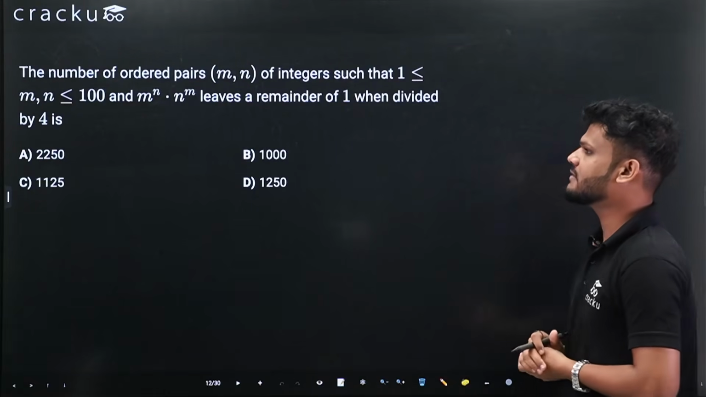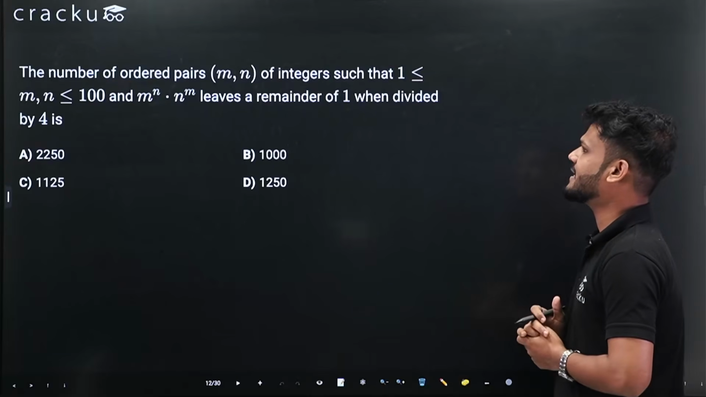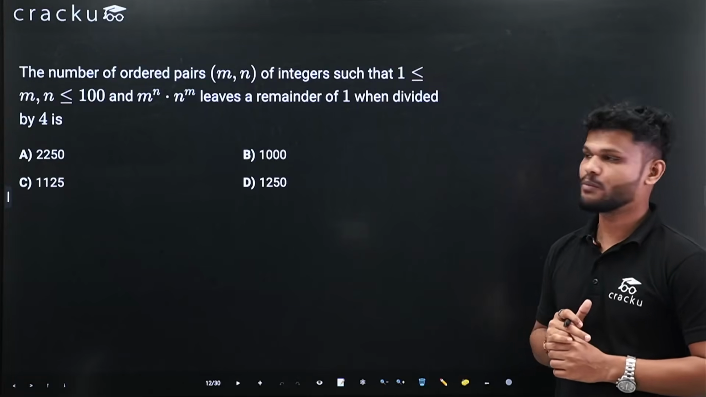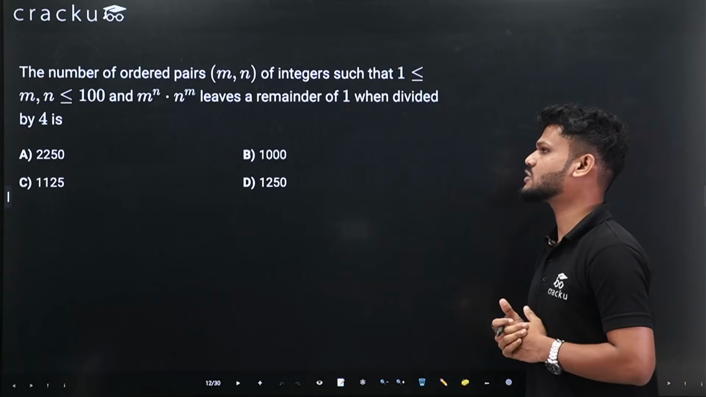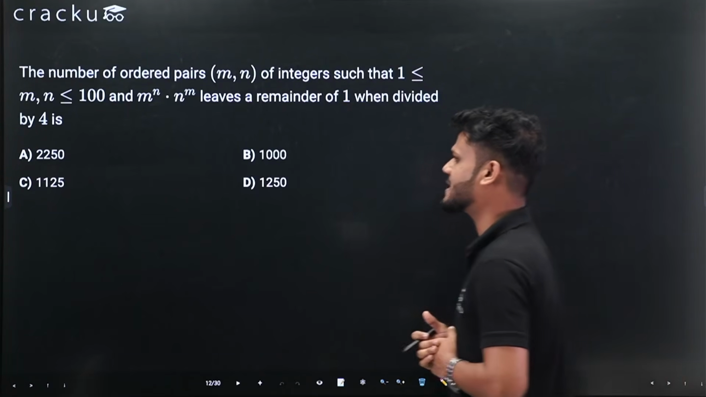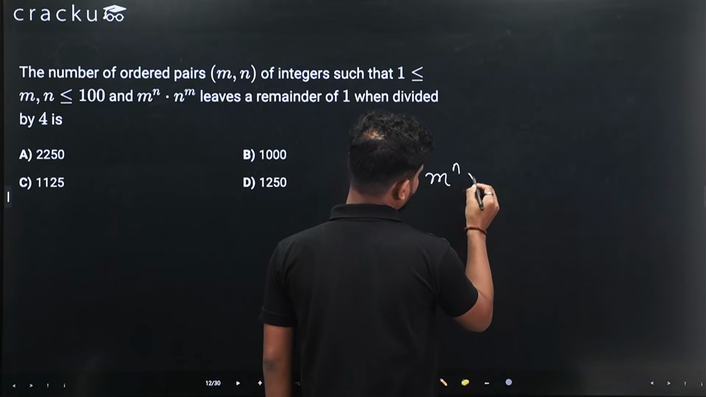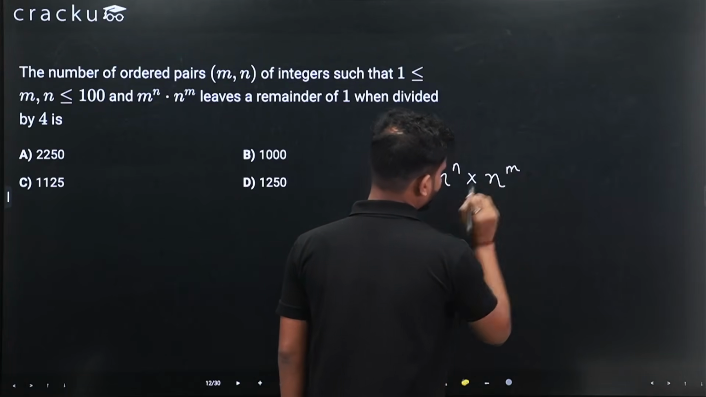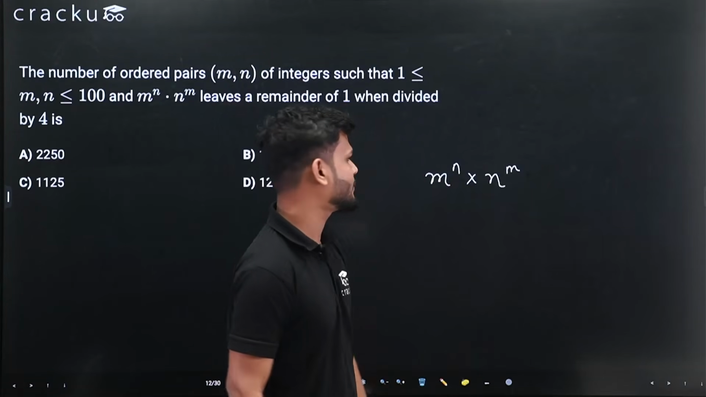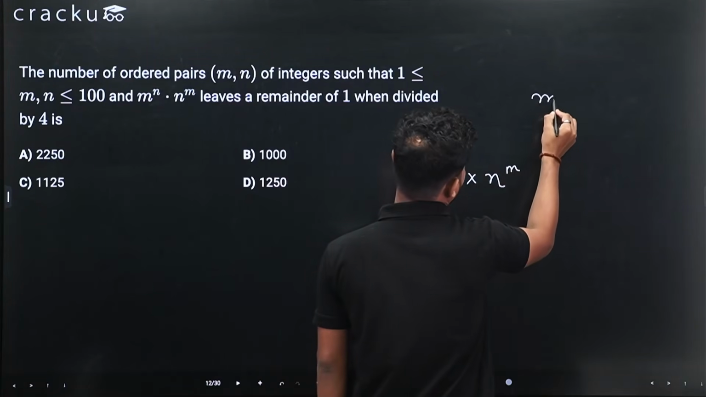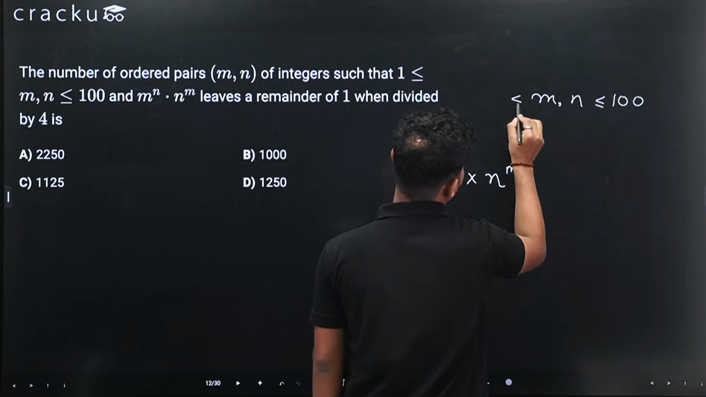In this question, we are given the number of ordered pairs m comma n of integers such that 1 is less than or equal to m comma n and they are less than or equal to 100, and m raised to n into n raised to m leaves a remainder of 1 when divided by 4. So we have given m raised to n and n raised to m. They should leave a remainder of 1 when divided by 4. Now m comma n are integers between 1 and 100.